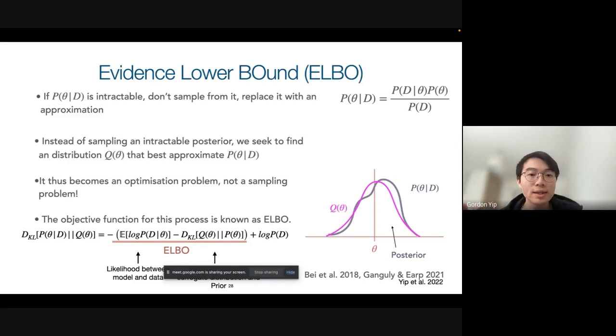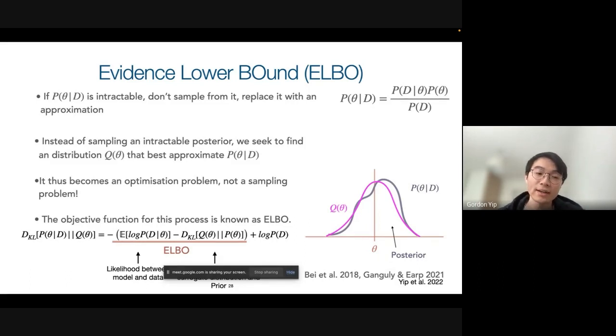Instead of sampling this intractable posterior to get an approximation, what we seek is a surrogate distribution Q that can best approximate our posterior distribution. That's what we show in the diagram on the right, where the gray contour, the distribution, is our ground truth distribution, and the purple one, Q, is our surrogate. The problem is you want to find the best surrogate distribution that can match your underlying posterior distribution.